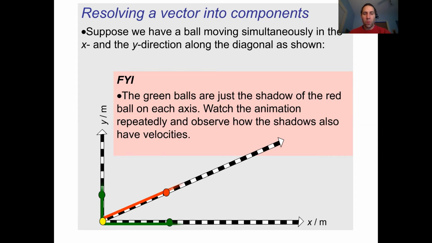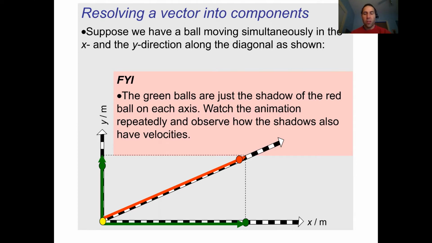Whoa, did you see that special effect? Let's see that one more time. Notice what happened here. So the red ball is the one that's actually moving, but what I did is I created versions of the ball moving, or shadows of the ball moving just in the Y direction and also just in the X direction. And if you notice, they have velocities as well, right, as they move along. And hopefully you can notice that the shadow of the ball moving horizontally is moving a little faster than the shadow of the ball moving vertically.